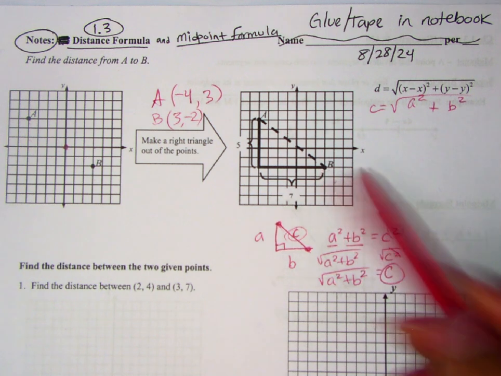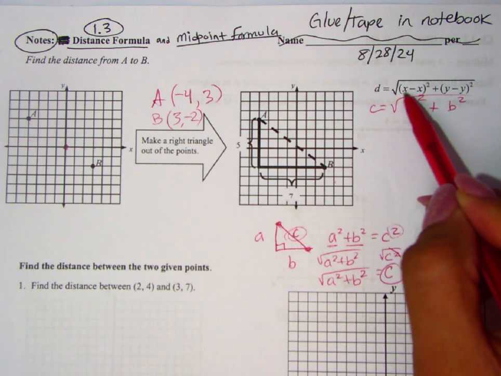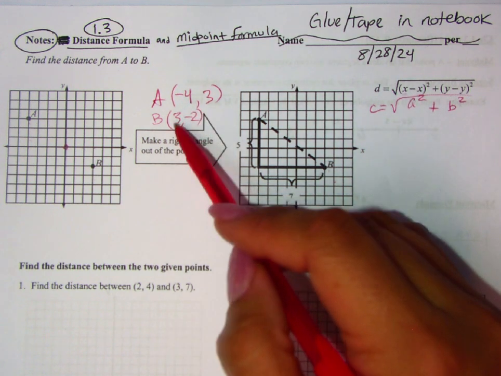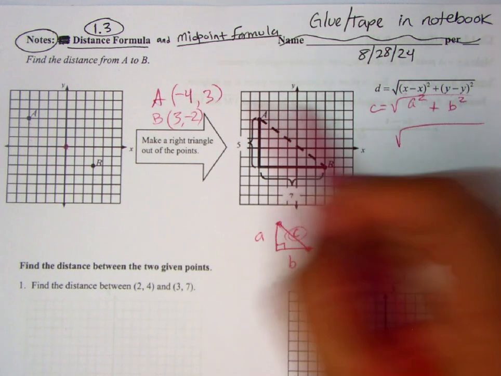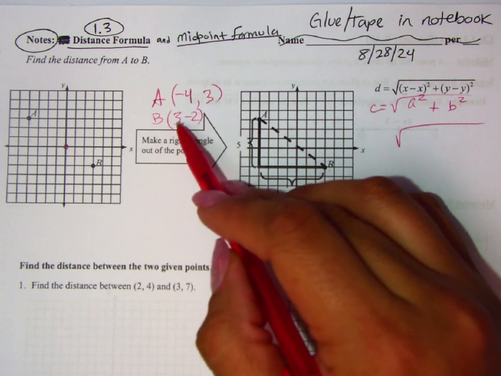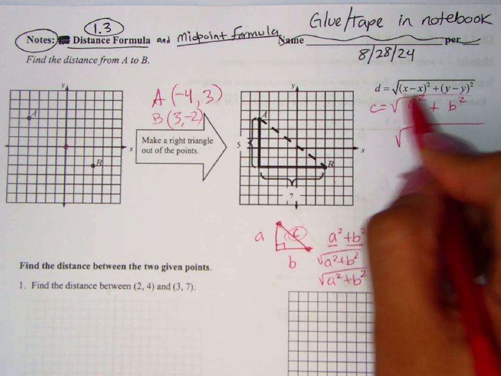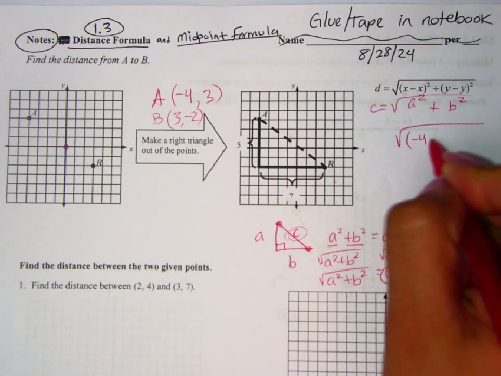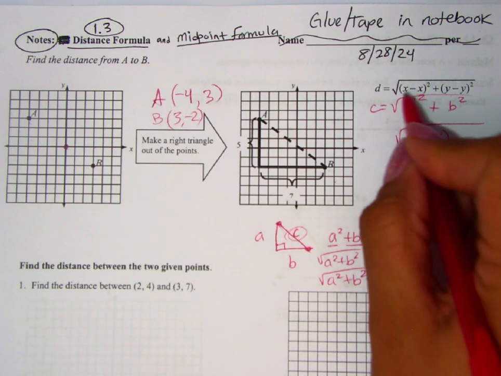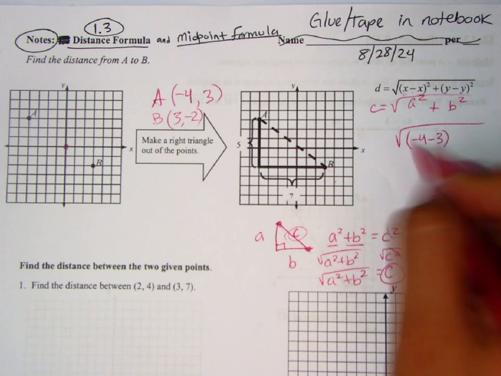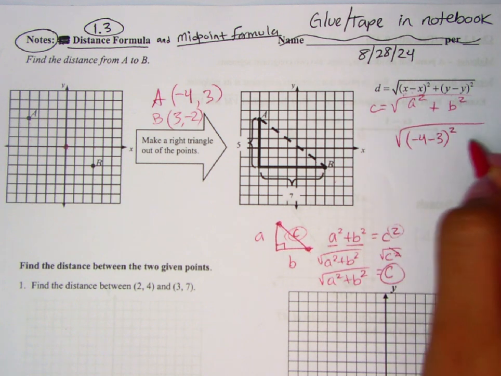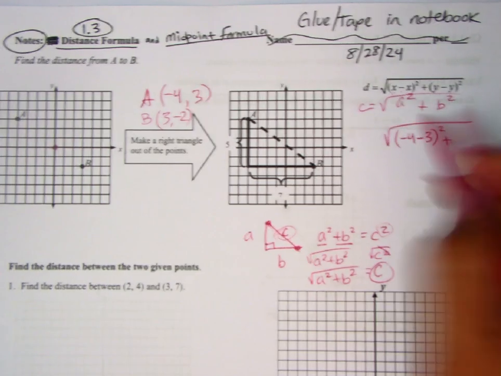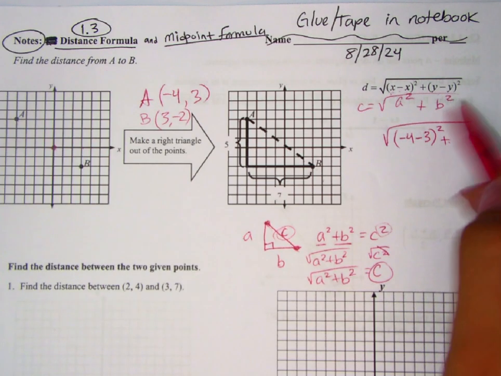So using it in algebra, we need to look at our x values that are on each point. So in this case, the x values are -4 and 3. And we're going to be subtracting the x values from each other. We're going to do -4 minus 3, x minus x. We close the parentheses and we square it. And then we add, so that's A squared plus B squared.